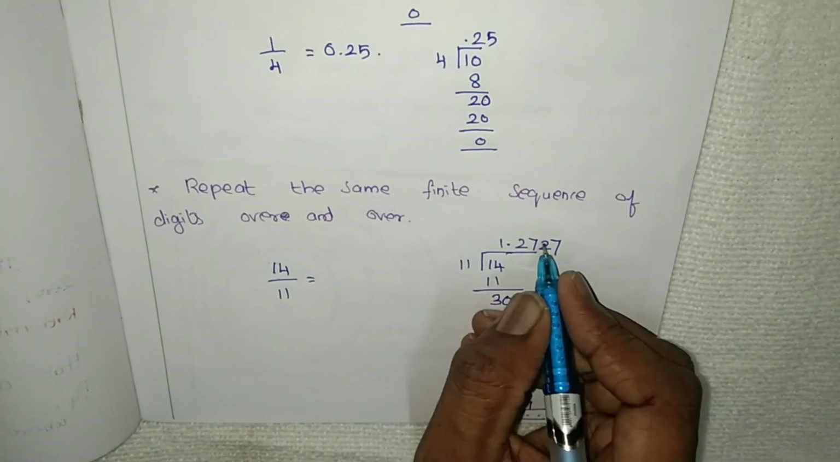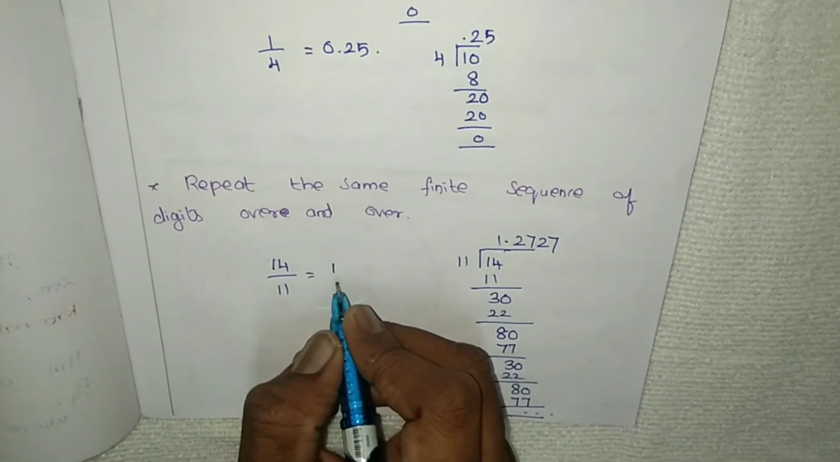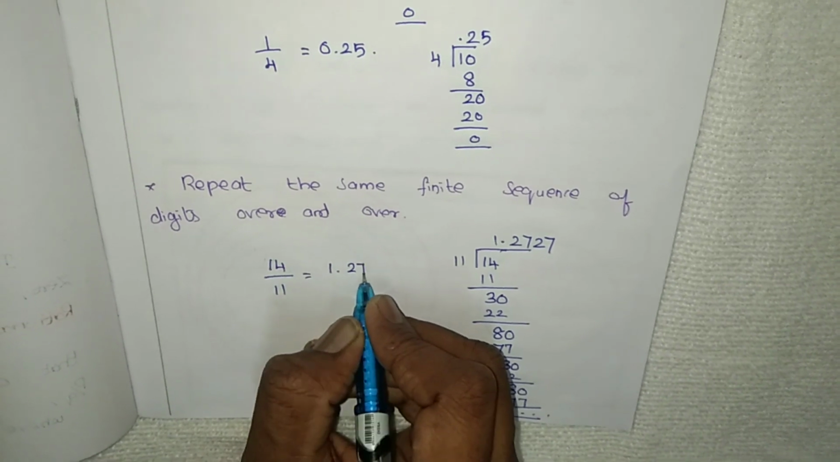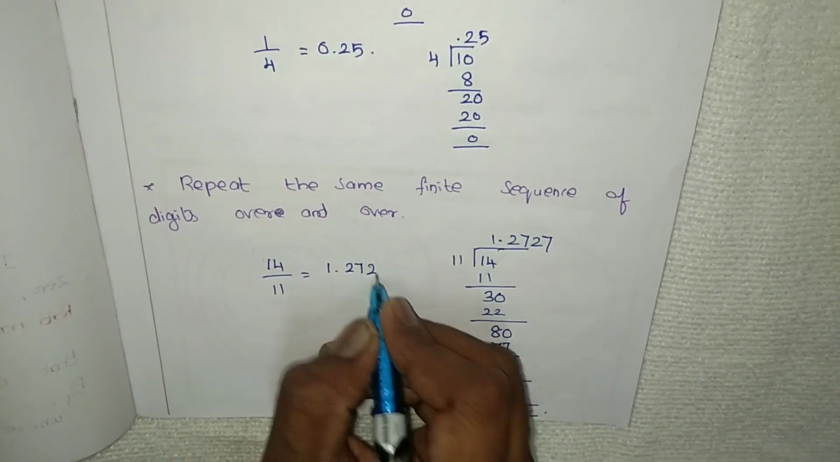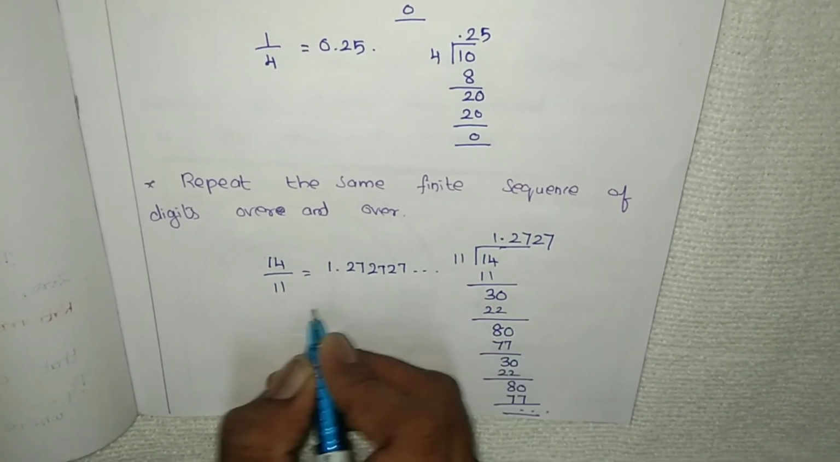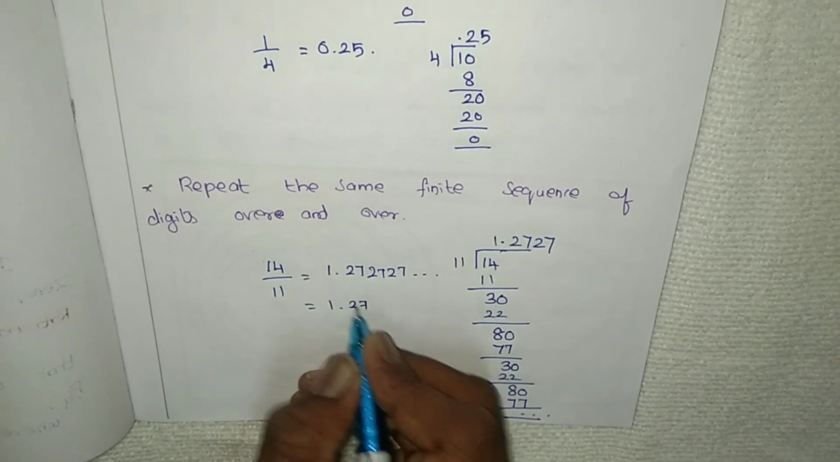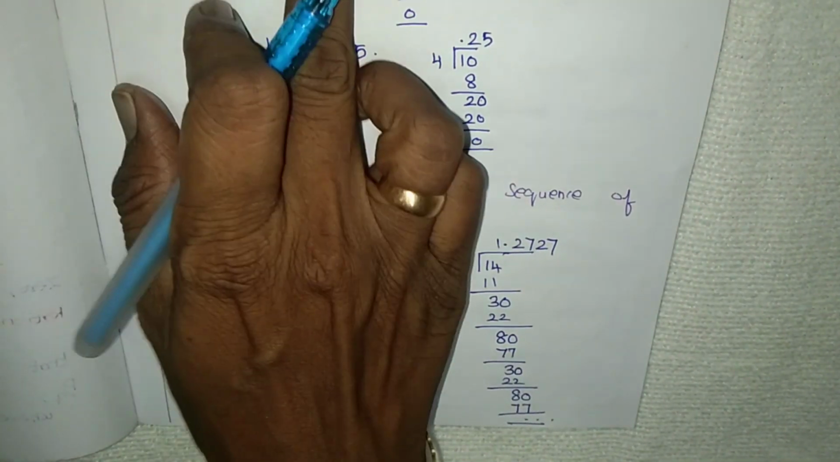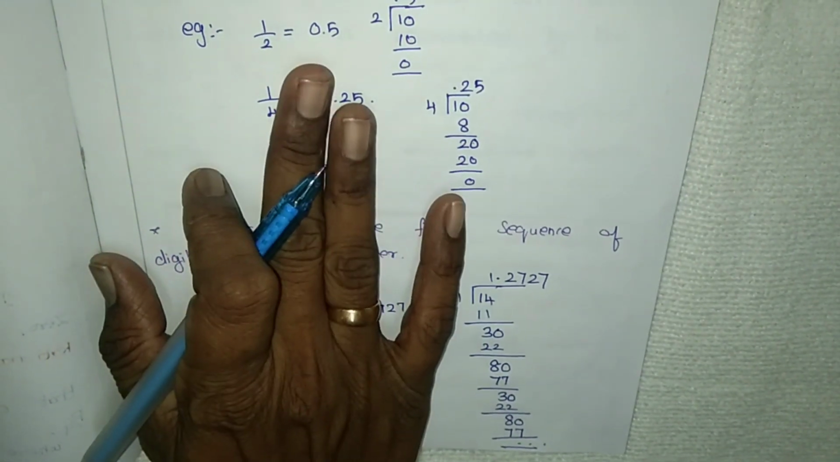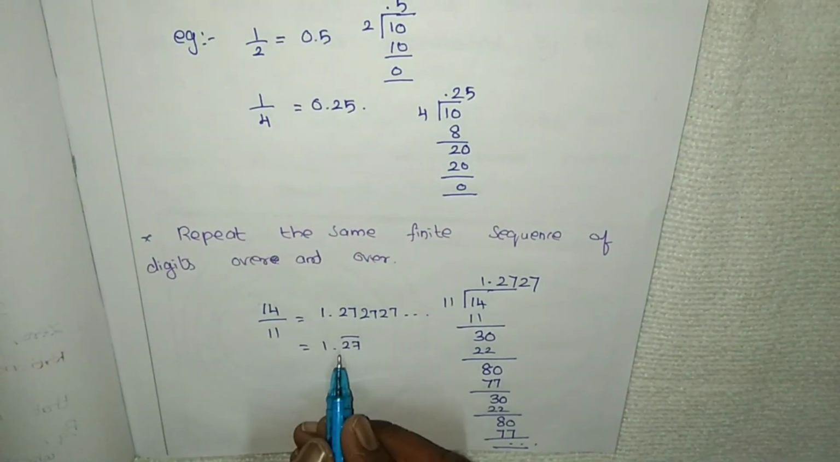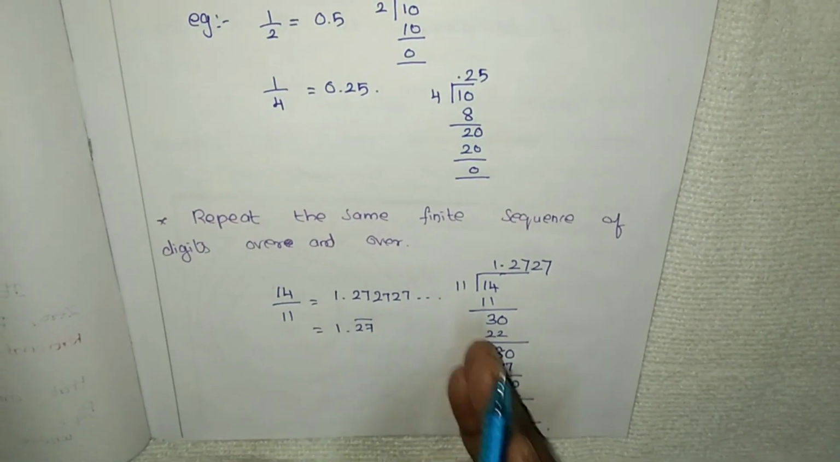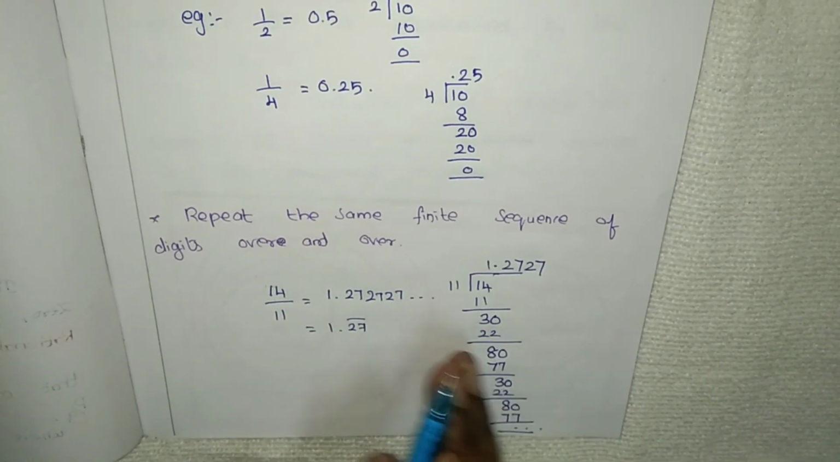Here 2 digits are repeating. So you can write 1.27, 27, 27. It's going on. You can write 1.27 with a bar. So the decimal expansion of a rational number either terminates or it is non-terminating and repeating.